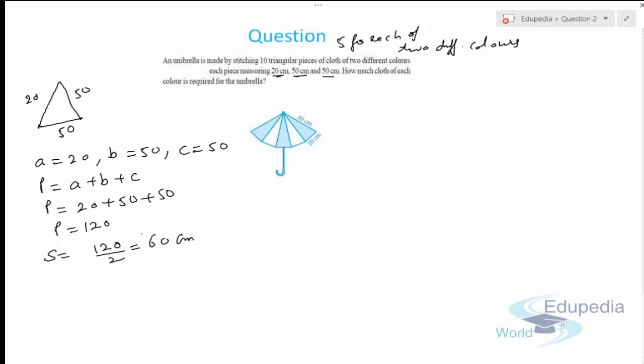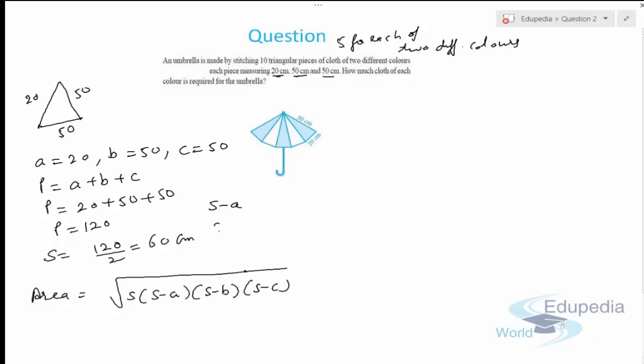centimeters. Now we have area which equals under root S into S minus A into S minus B into S minus C. So we have S minus A, S minus B, S minus C. S minus A is 60 minus 20, which is 40 centimeters. Then we have 60 minus 50, which is 10 centimeters. Then we have 60 minus 50, which is 10 centimeters.